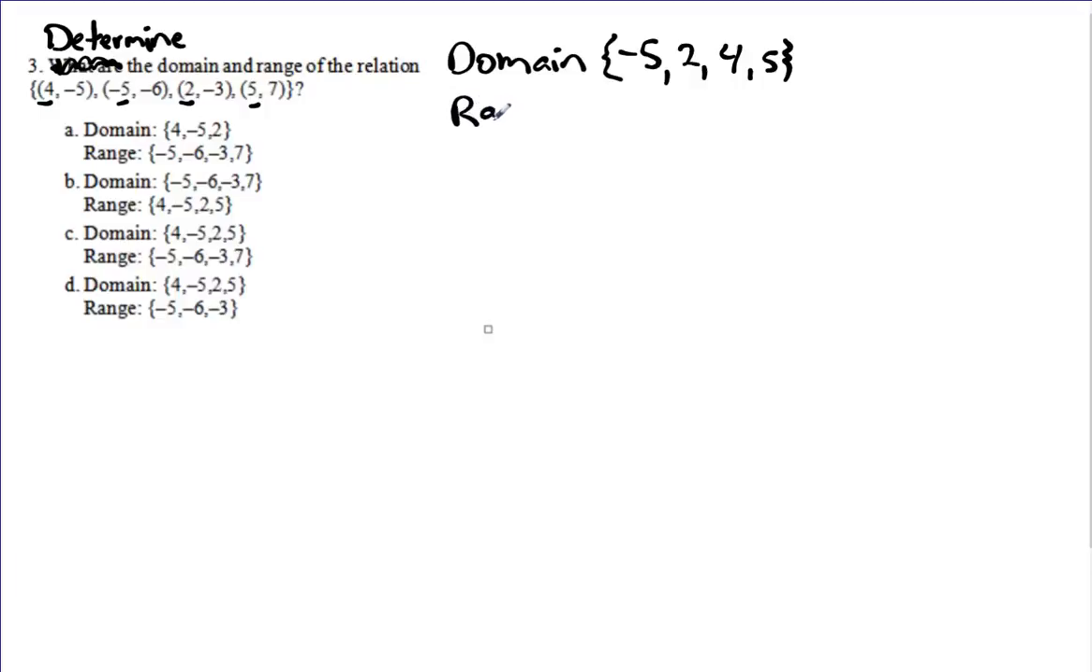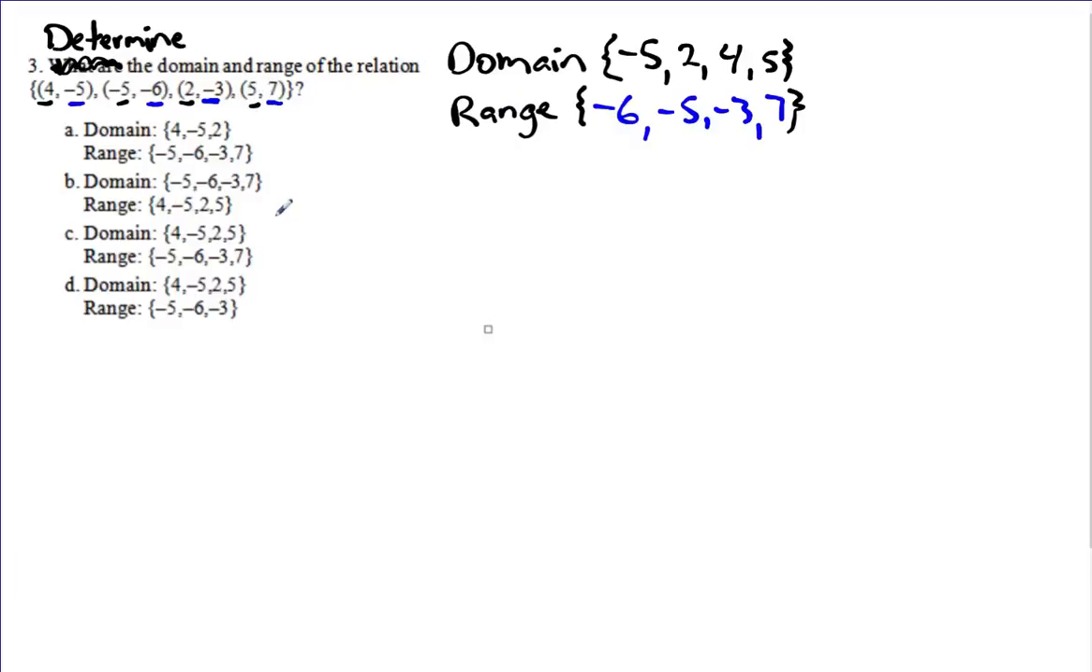And then range is the same idea, except that's a list of all of our y values. So let's pick a different color. So we have -5, -6, -3, and 7. So again, we list those in order from least to greatest. So our smallest one would be -6, and then -5, then -3, and then 7. So there's our domain and range, and if this was a well-written question, your answer would look exactly like that.